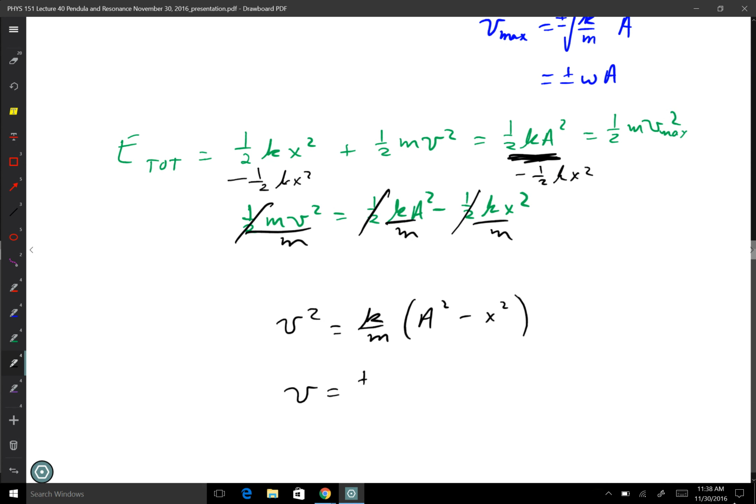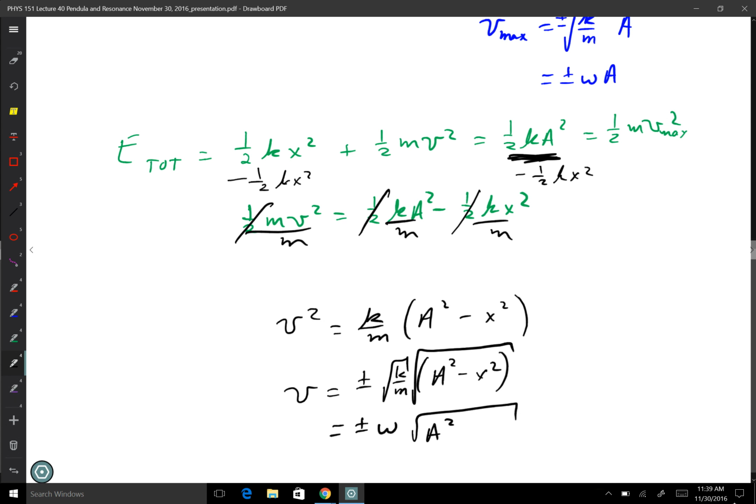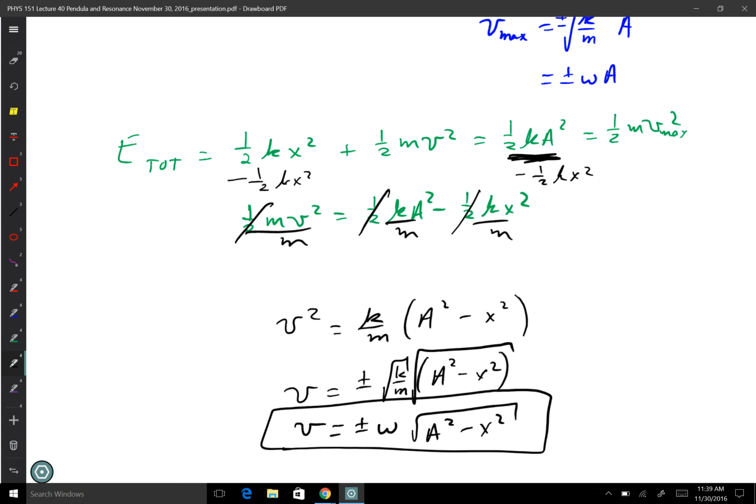Thus, v is equal to plus or minus square root k over m, and I put two separate square roots because I can simplify this to plus or minus omega square root of a squared minus x squared. So using my energy equations, I can come up with a simple equation to tell me what the speed will be for any displacement, just as a function of the amplitude and the angular frequency.